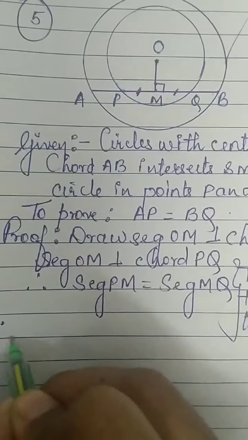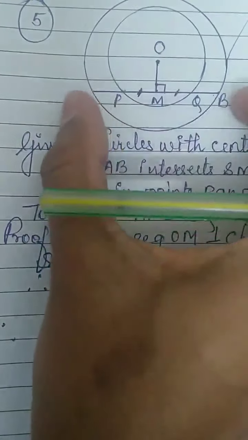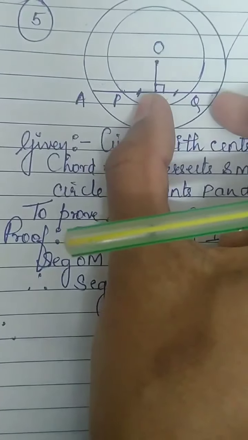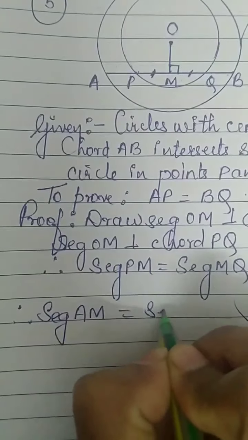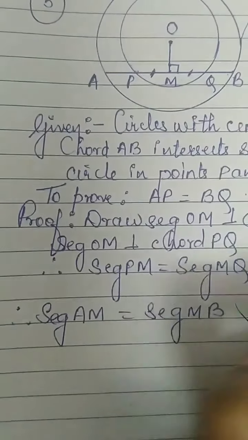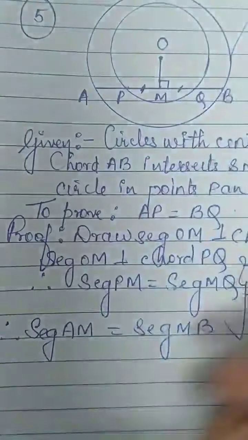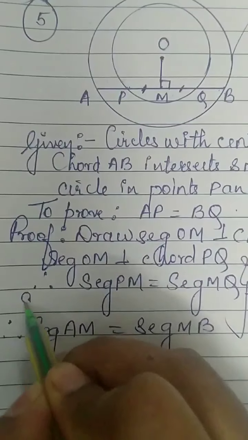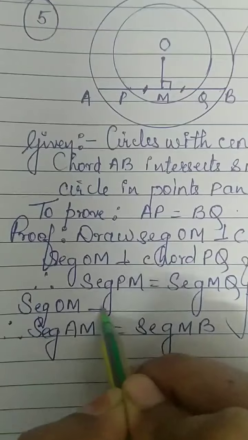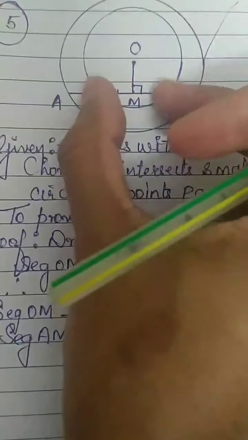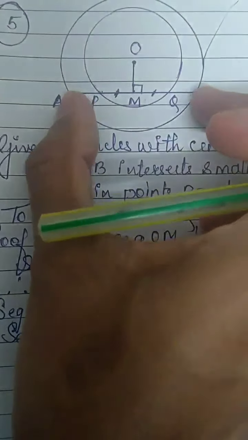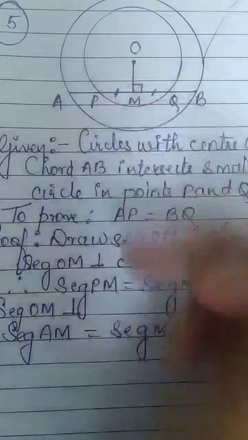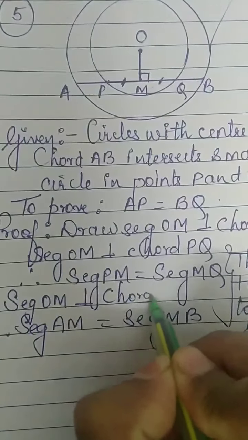Again put a therefore. Now look at the bigger chord. Bigger chord is divided into two equal parts. What is that? AM is equal to MB. So write therefore segment AM is equal to segment MB. Again, who is perpendicular to which chord? That I did not write, so I have left space here. Let me write. Segment OM is perpendicular to, first we wrote about the smaller chord PQ. OM perpendicular to chord PQ. Now we will write about the bigger chord. OM is perpendicular to chord AB.